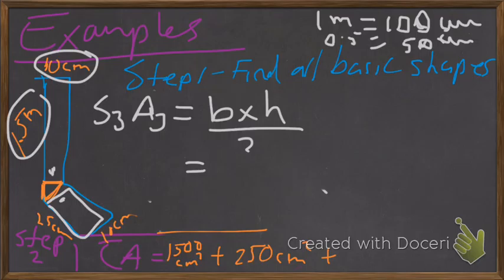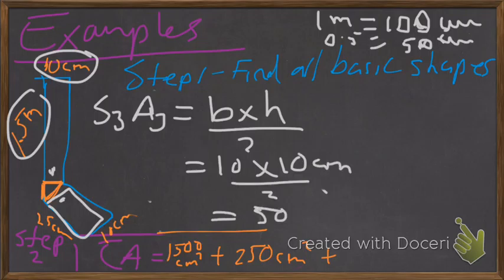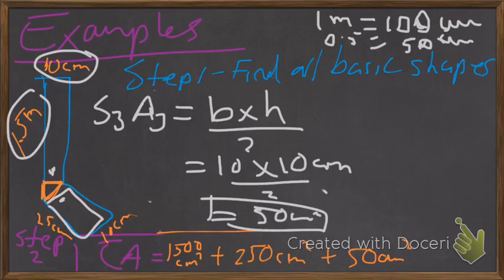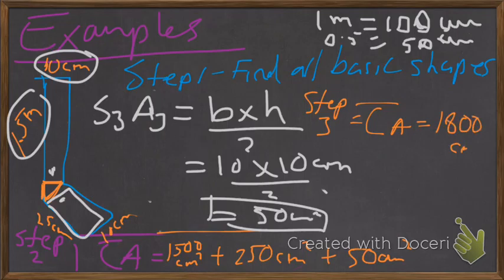Perfect. So 10 times 10, divided by 2. Which should equal 50. 50 centimeters squared. So our last measurement, 50 centimeters squared. And when we add that all up, 1,500 plus 250 plus 50, this is our last step, step 3. Total area equals 1,800 centimeters squared.